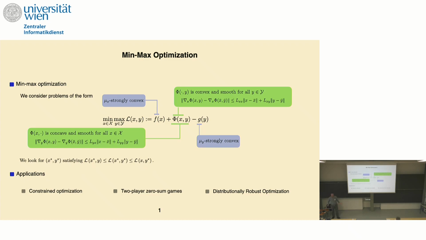But there are many other applications, for example, if you want to do fair classification, or, as we talked about, generative models. If you're trying to train GANs, for example, you would be solving these kinds of problems.